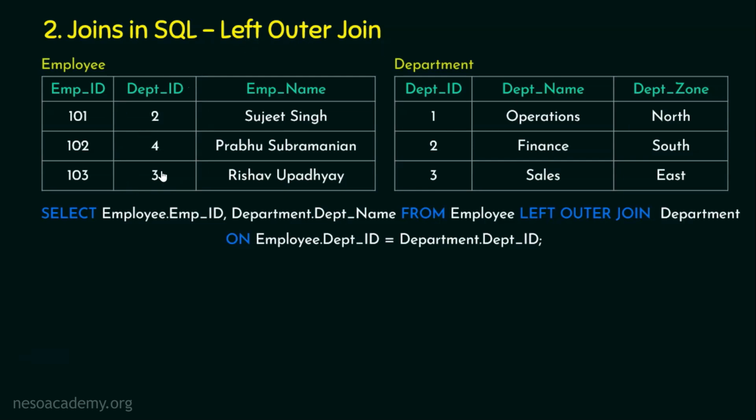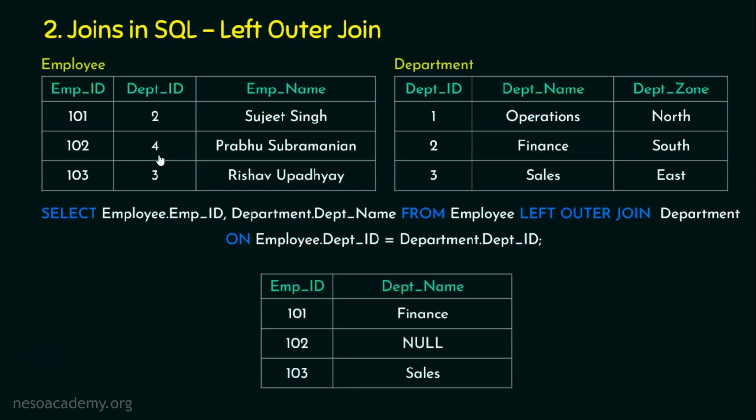Meaning in the output we will be getting the employee ID because that is what we are retrieving. We will get 101, 102 and 103, but only matching rows from the right hand side. Matching rows are 2 and 3, right? 2 and 3. However, for 4, there is no matching row. What value will be there in the output? It will be a null value. I already told you about this in the previous chapter.